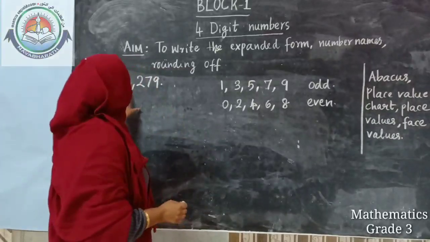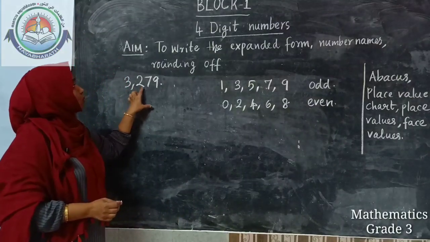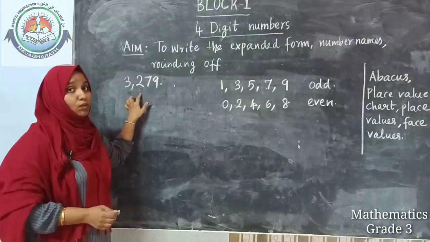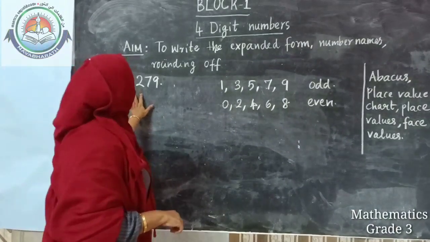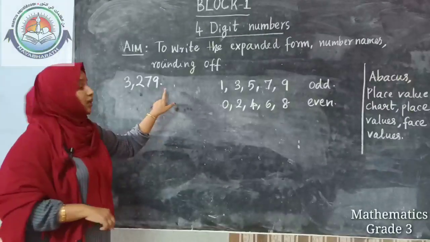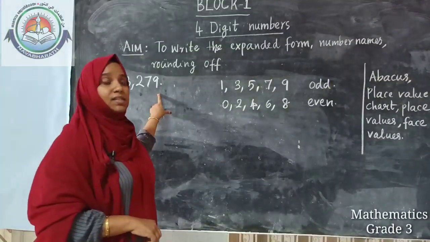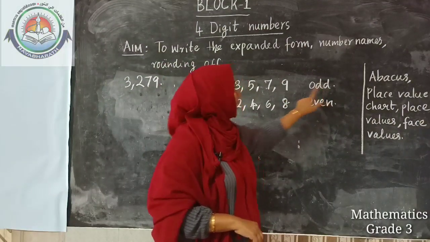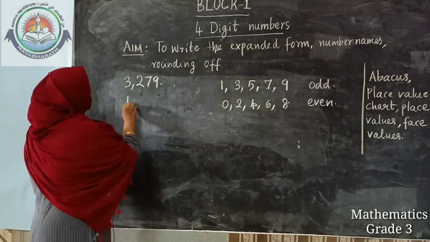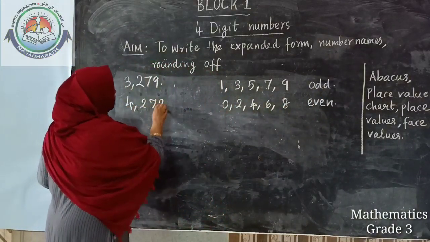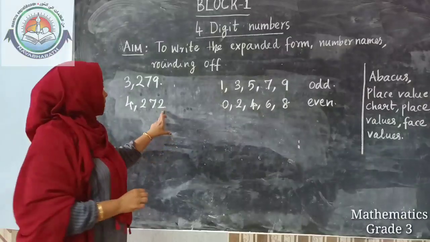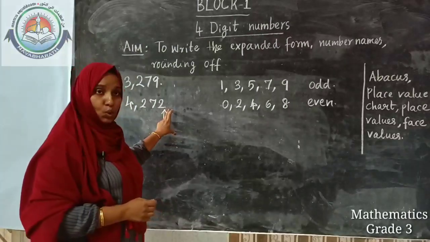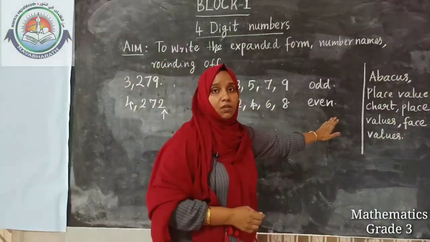And our question is the number 3279. We should put a comma in between 1000 and 100, which we studied in our last class. And is this odd or even? In the ones place the digit is 9, so this belongs to odd. Okay, and another number: 4272. Here in the ones place the digit is 2, so this number is even. Clear?